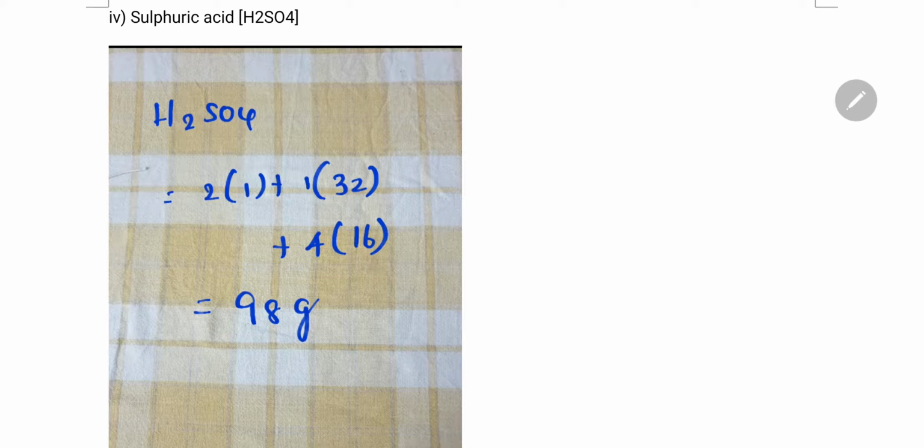Next one is sulfuric acid. Formula for sulfuric acid is given as H2SO4. That is 2 into 1, that is 2 hydrogens are there. Therefore 2 into 1 plus sulfur, 1 into 32. Then next one 4 oxygen, 16. So on totaling, it is given as 98 grams. Since it is a molar mass, you have to write it expressed in grams.